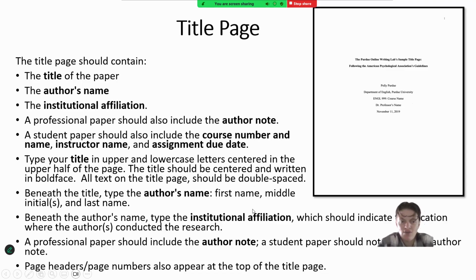Beneath the name, again, you have that institutional affiliation, which should indicate the location where the author conducted the research. So when I did my master's thesis, I put Humboldt State University, not called that anymore, but that's what it was at the time. And then you might have a professional note or an author note, but a student paper wouldn't include this. As a little side note here, page numbers and page headers also appear at the top of the title page. So notice how there is a 1 up here that starts with the title page. That is the first page of your paper.